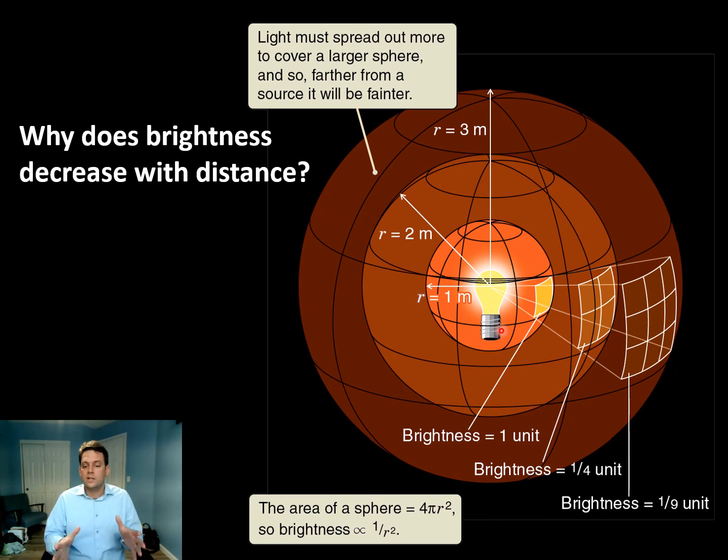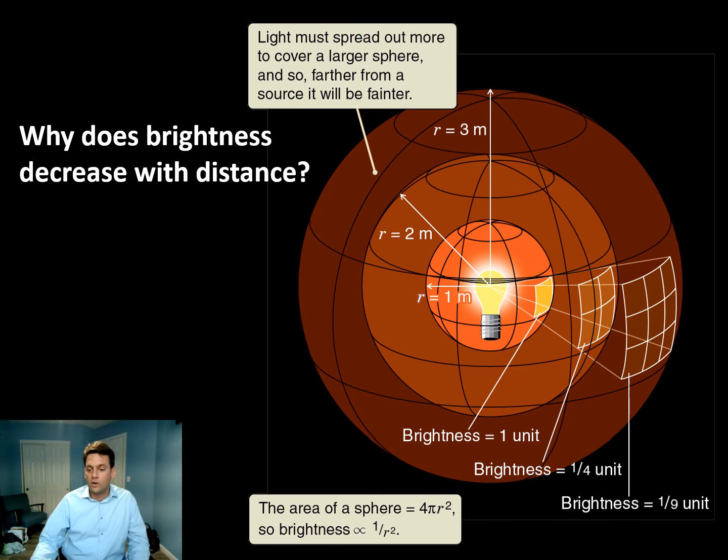So the reason that the intensity or the brightness of that light decreases is just that you have a fixed amount of energy and it's being spread more and more thinly as that area increases. And for those of you that remember your high school geometry, the surface area of a sphere is equal to 4 pi r squared, where r is the radius of the sphere.